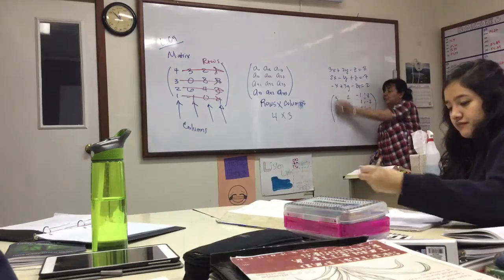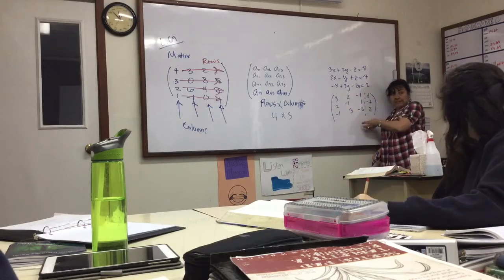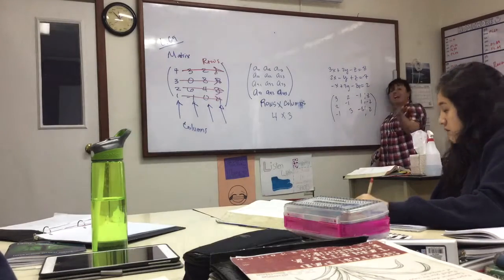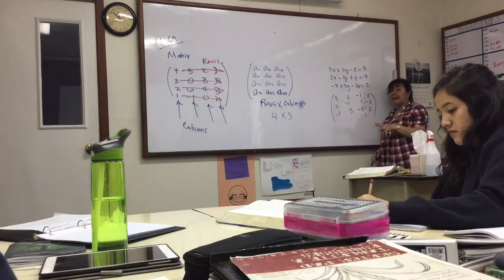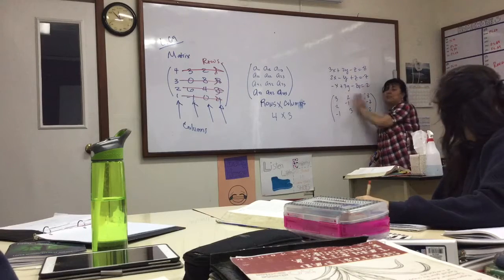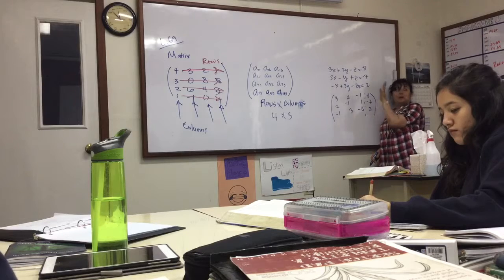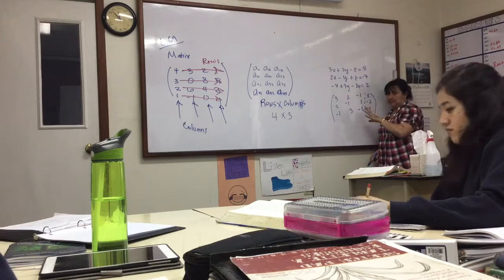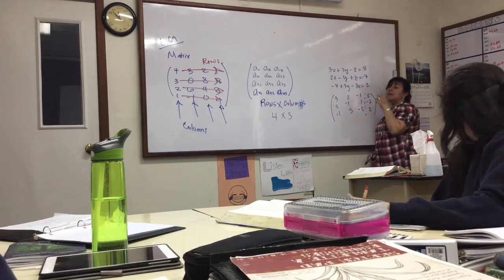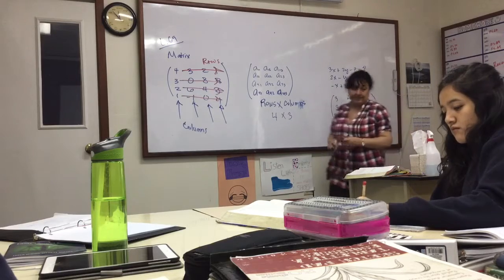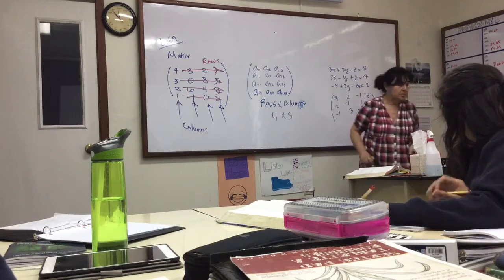It is understood that these are the x's, these are the y's, and these are the z's, and these are the answers. Eventually, you will learn how to find x, y, and z with just this without writing x, y, and z. Okay? Right now, we're not going to learn that. Right now, we're only going to learn something called determinants. So I'm going to erase.